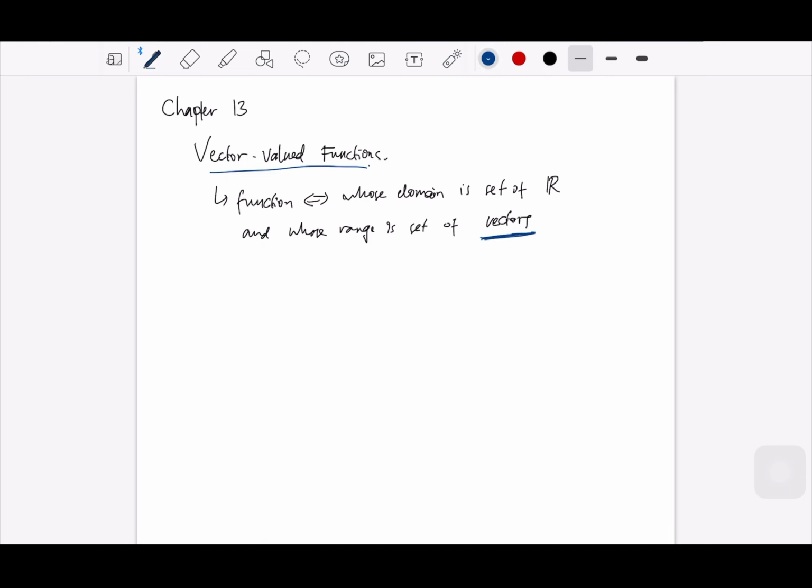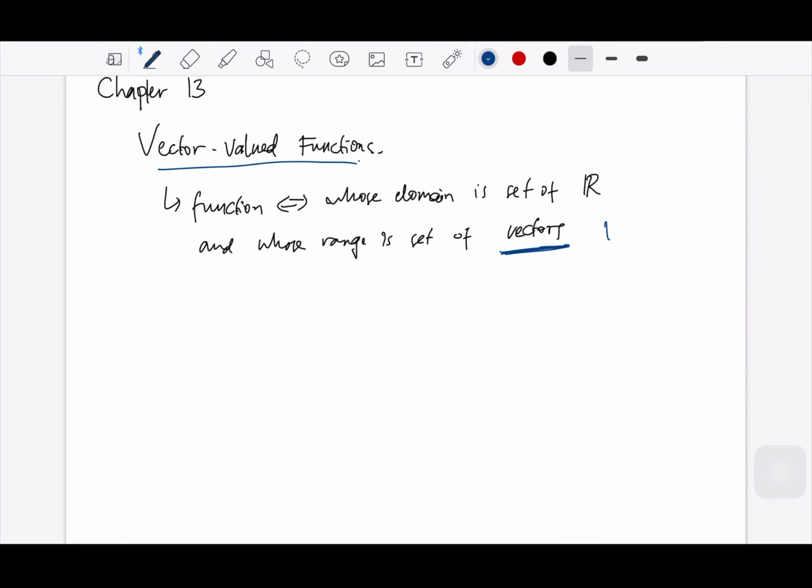What we are doing here is dealing with just a typical function, but the function is in vector space. Okay, vector space. We can simply write this as r(t), and it's denoted by r(t).